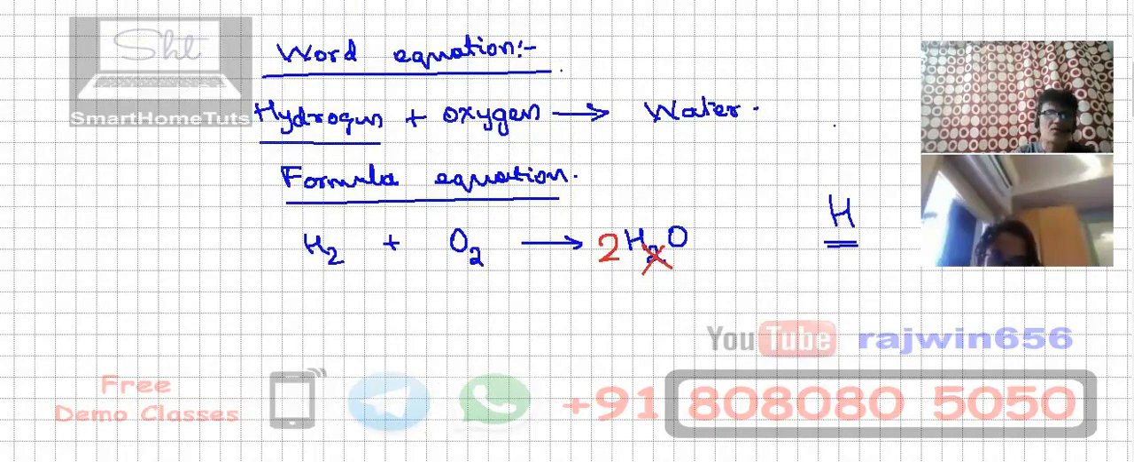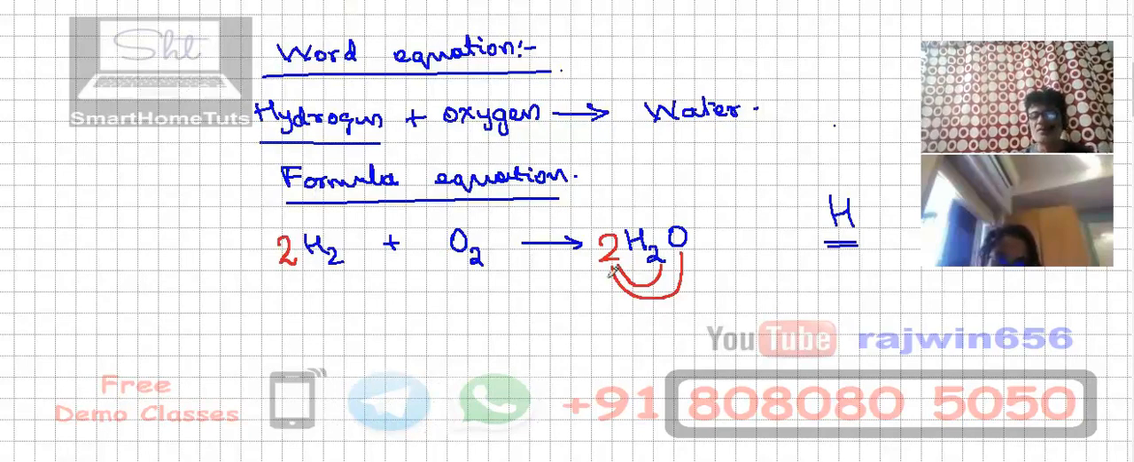So in order to balance this equation, this 2 is there, it means this 2 is multiplied with this oxygen also. So here the oxygen atoms have got balanced. Now in the process, you see how many hydrogen atoms are now over here? 2 multiplied by 2. So the number of hydrogen atoms has become 4. So here also, in order to make the number of hydrogen atoms 4, we are going to multiply this by 2. This is the balanced equation.